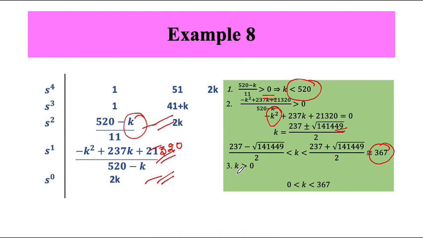The third condition is, from the third element, 2K should be greater than 0. So K should be greater than 0. The other part is negative, so this part will be replaced by 0, and the range of K is now greater than 0 and less than 367. Within this range, the entire closed loop feedback system will be stable. Okay, that is it. Thank you. That's all for today's lecture.